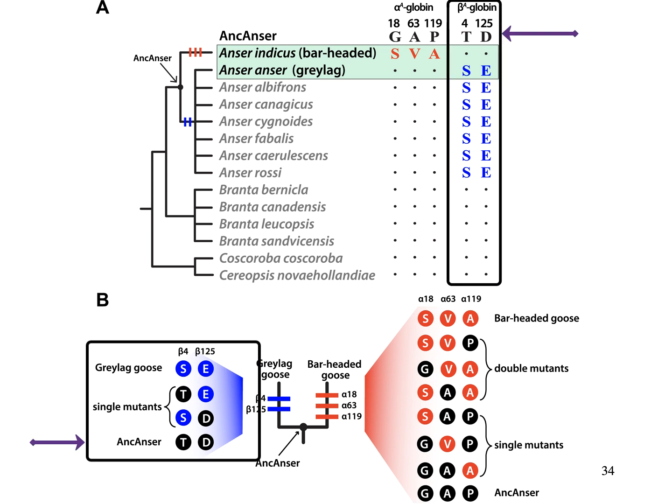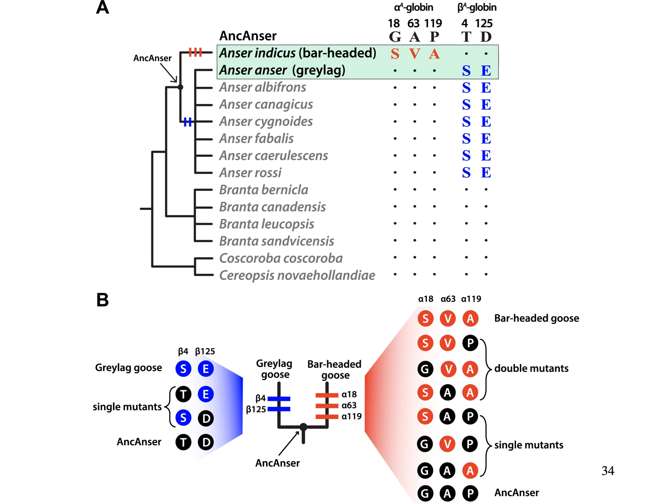Instead of a threonine aspartic acid within the beta globin chain, which is found in the bar-headed geese, they have a serine glutamic acid pair. So again, that causes a change in the affinity for oxygen, for the beta globin in this case.